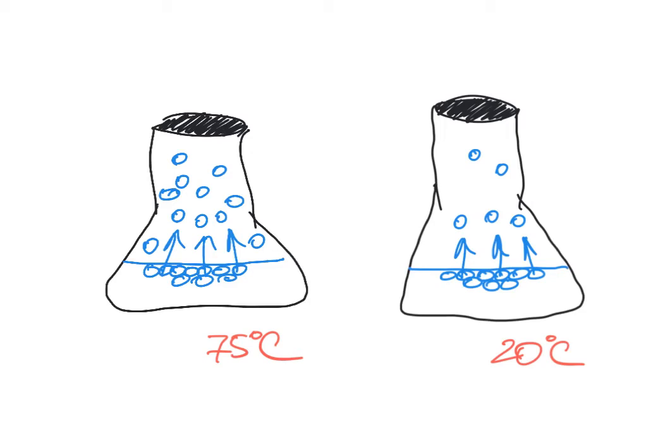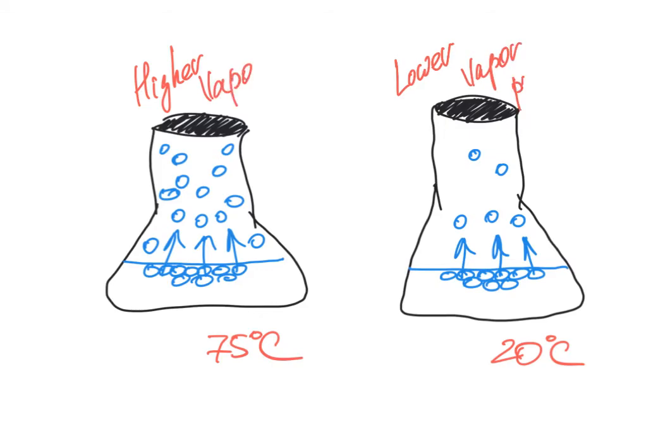So at the end of the day, more molecules at the surface will be able to escape the attraction of the liquid and go flying. As a result, more molecules will be up in the air, flying, colliding with the walls of the container, producing pressure. More collisions, more pressure. So the higher temperature leads to higher vapor pressure.